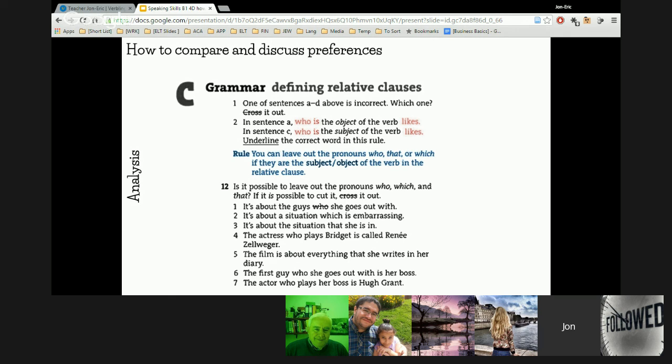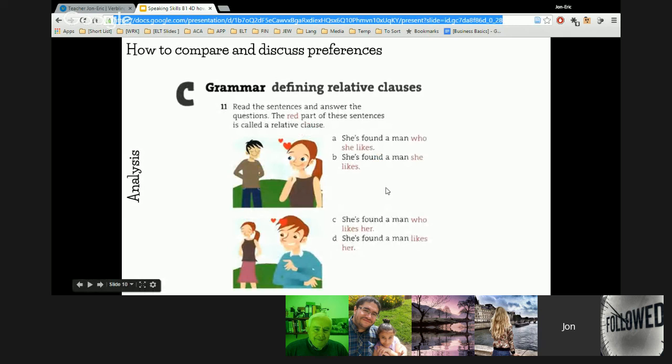Okay. Yeah, we have to choose. It's a question. So, which one is correct? You can leave out the pronouns who, that, or which if they are the subject or the object. Which one is it? Yes, it needs an interrogative point. Okay. Yeah, I think when there is the subject. No. When it is the subject? Let us see. When it's the object you can leave out. When it's the subject you can't leave out. In the subject, you cannot leave it out. Correct.